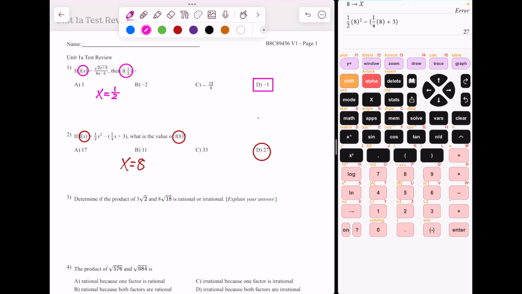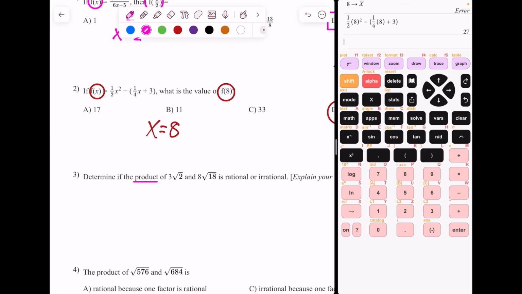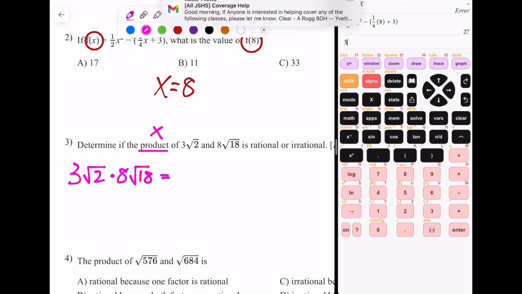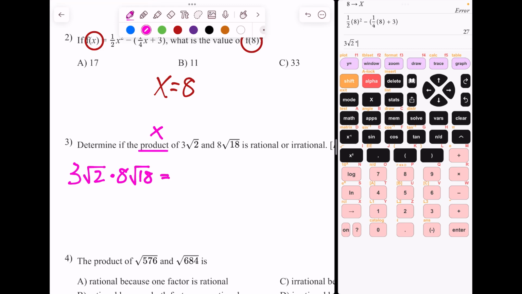Alrighty, let's look at number 3. Determine if the product, very important, the word product means to multiply. They want us to determine if the product of 3 square root of 2 multiplied by 8 square root of 18, is that rational, which is a number that can be written as a fraction, or is that irrational, a number that cannot be written as a fraction? So let's say C. We get 144, which, because that is a whole number, is definitely rational.